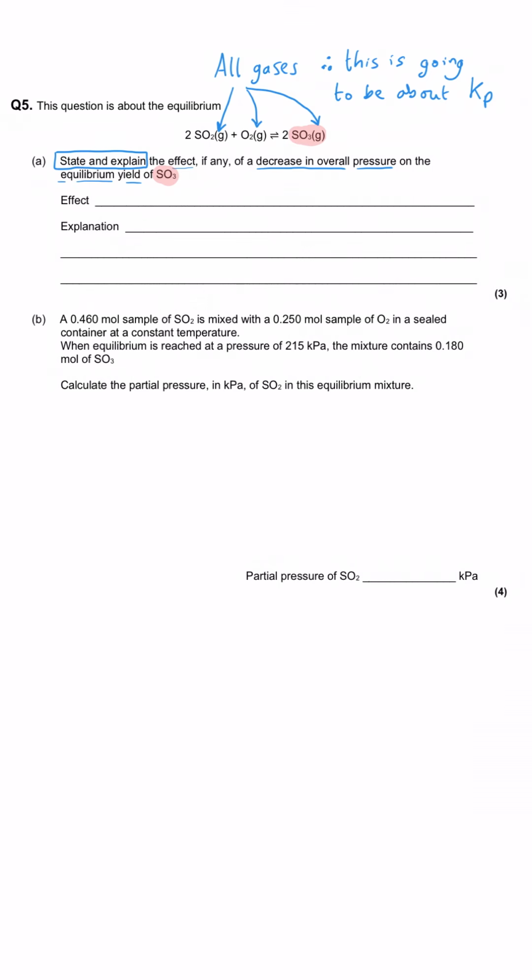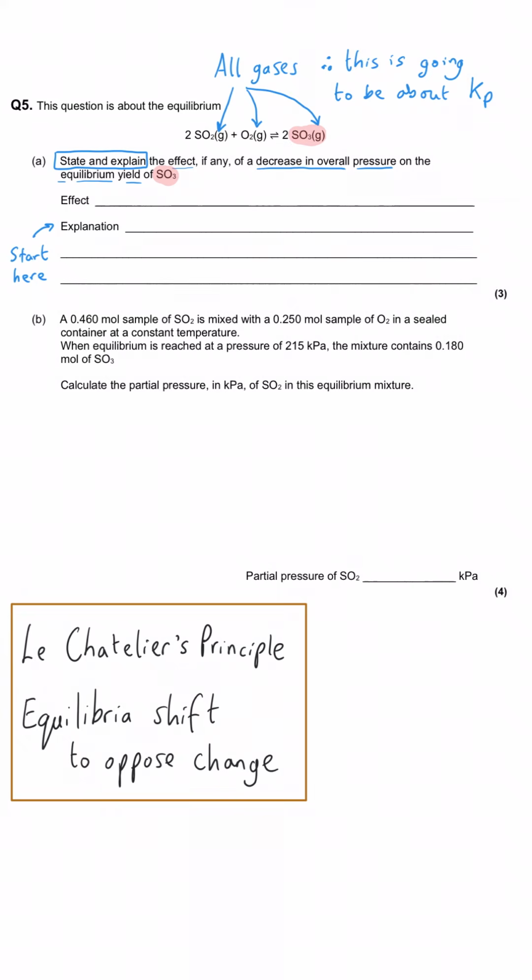This is a really common question, and I actually feel that it's easier to tackle the explanation part and arrive at the effect once you're happy with your explanation. And so obviously this is to do with Le Chatelier's principle, which covers the idea that the equilibrium is going to shift to oppose the applied change. And since we're decreasing the overall pressure, the equilibrium is going to shift to increase the pressure, and that will be the first explanation mark.